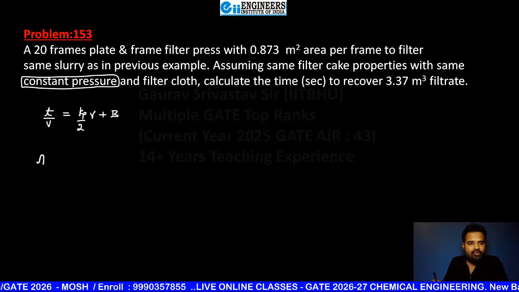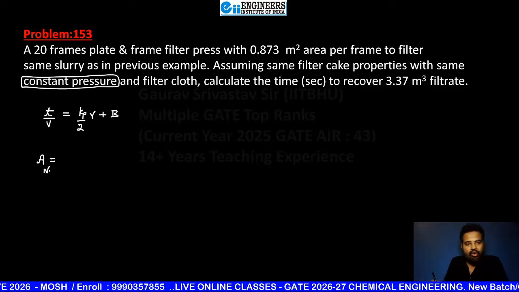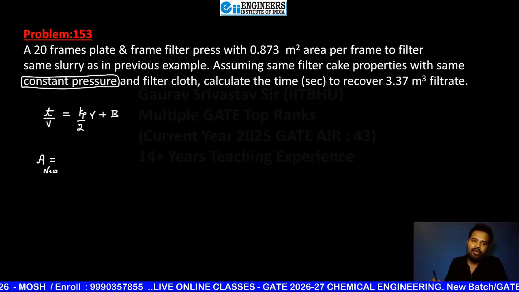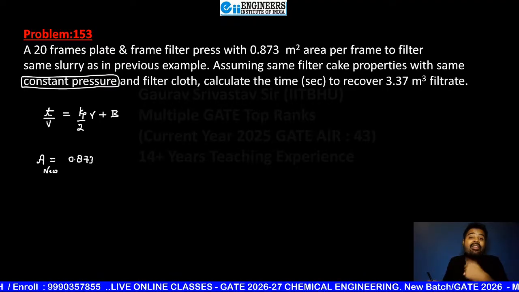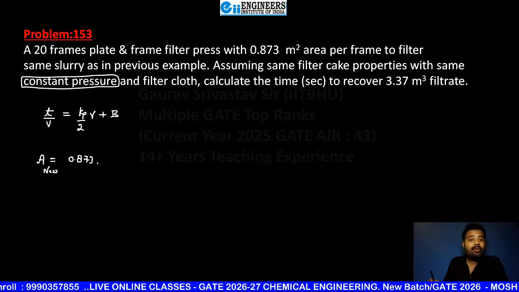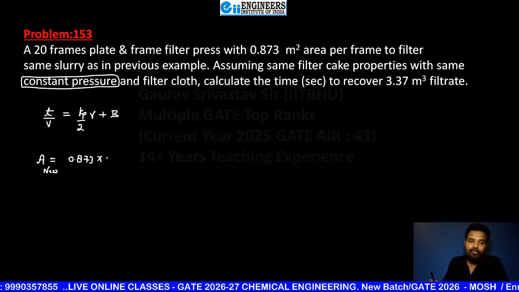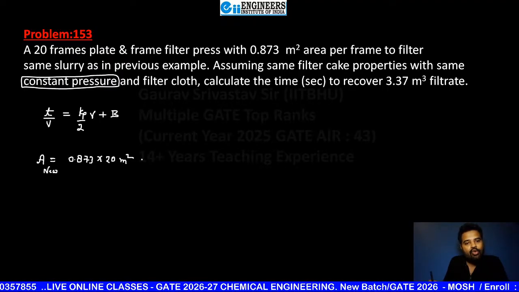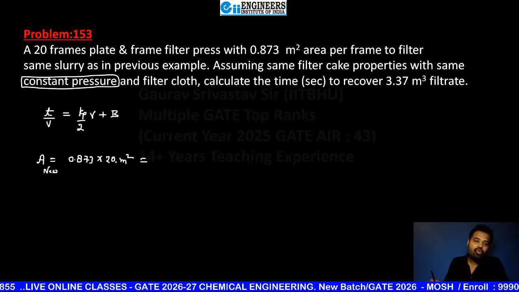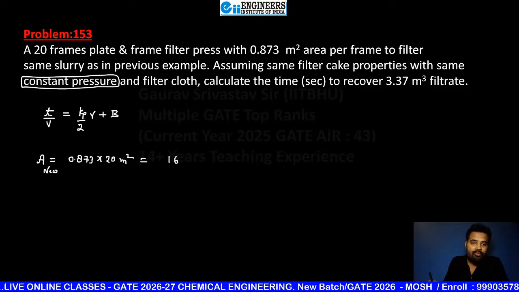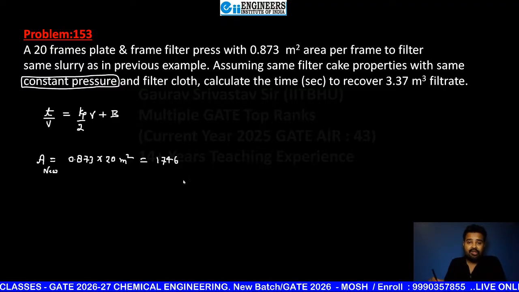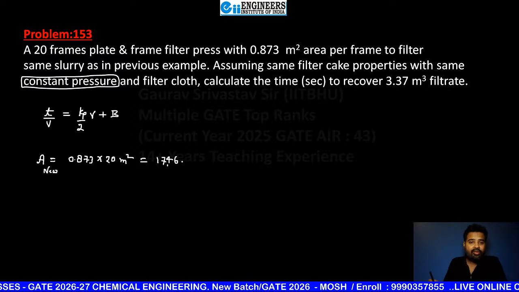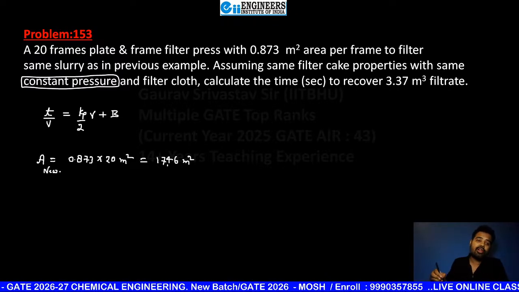Now the question is, what is the new area? Only the thing that changes here is the area. 0.873 meter square is available per frame, and the total number of frames is 20, so multiply by 20 and it will give you the total area. 2 3s are 6, 2 7s are 14, 2 8s are 16, 1 17. So now it is coming 17.46 meter square. This is the total new area.